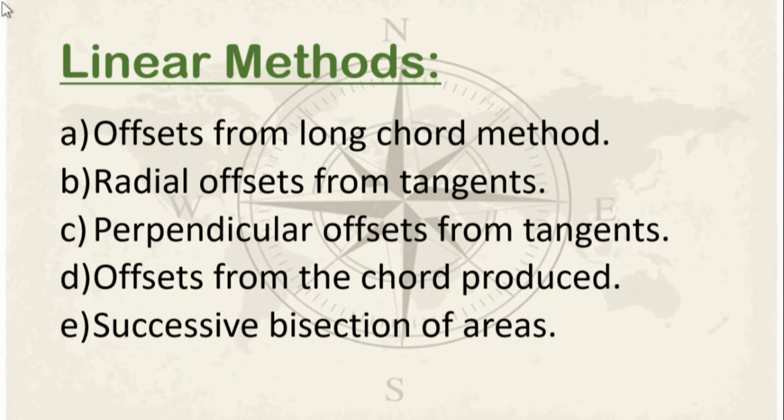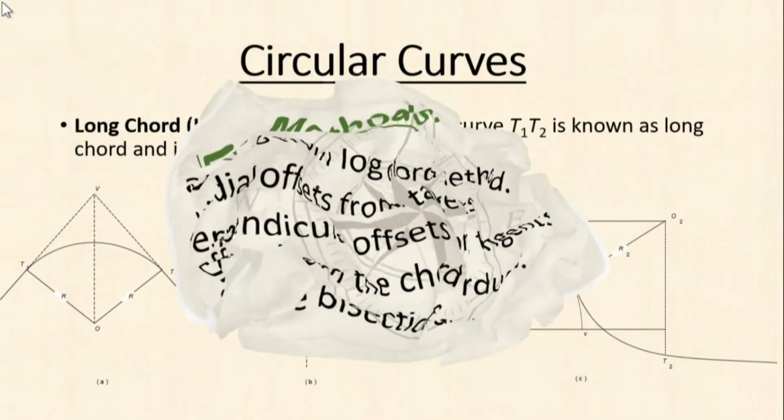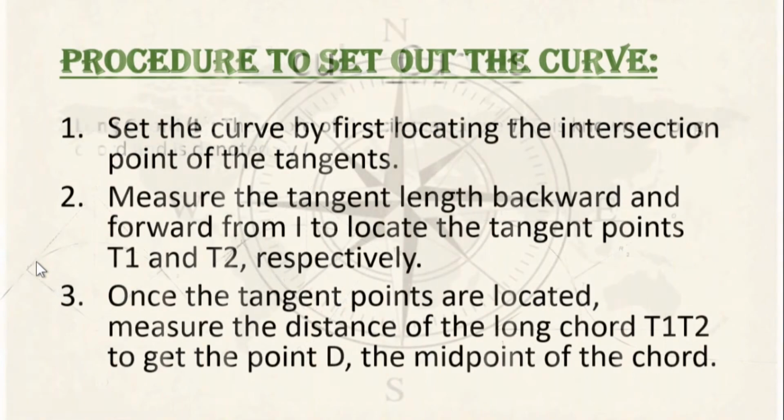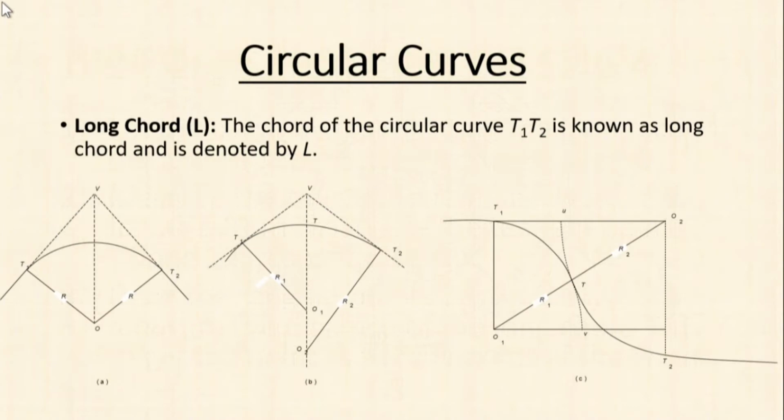And now we are going to discuss the offset from long chord method, here for circular curves. What is a long chord? Basically, this is where the curve starts. This is T1 and this is T2. The line drawn here denotes the long chord. It's basically a circular curve.